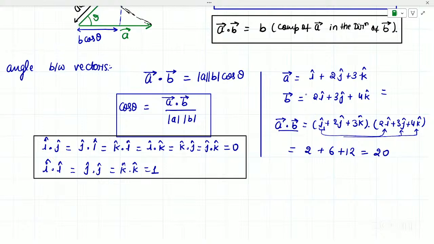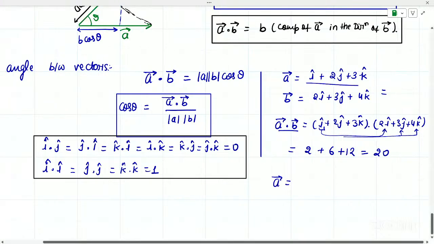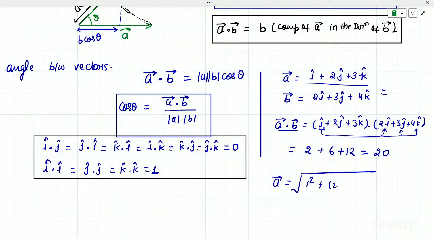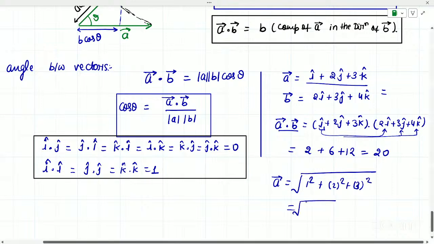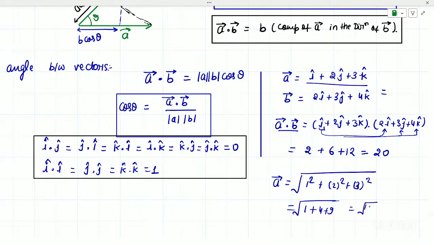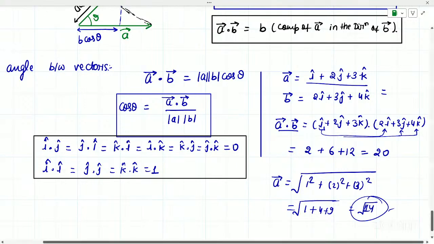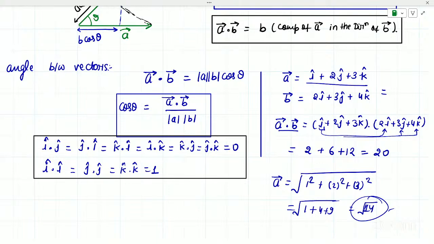Got it? Now how to find the magnitude of any vector? The magnitude of a vector here will be how much? It is nothing but the square root of the square of the component of I, 1 square, plus the square of the component of j, plus the square of the component of k, which is 3. So it will be 1 square, 1, plus 4 plus 9, which is nothing but root 14. This is how we calculate the magnitude of the vector. Got it?